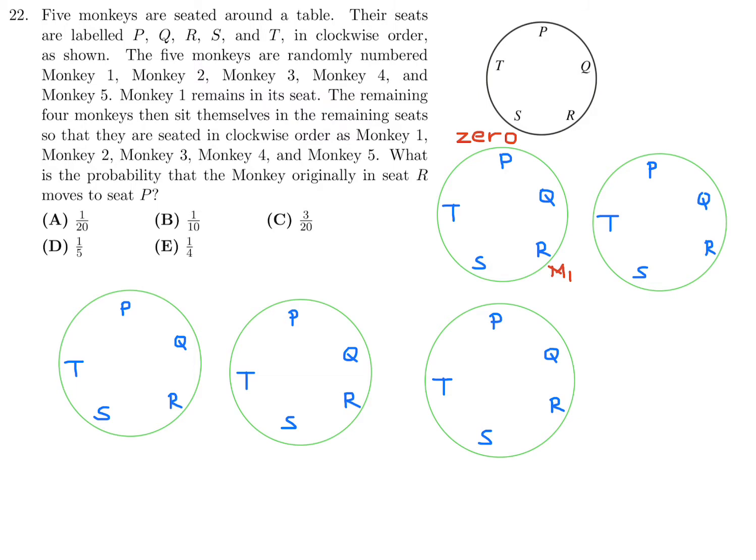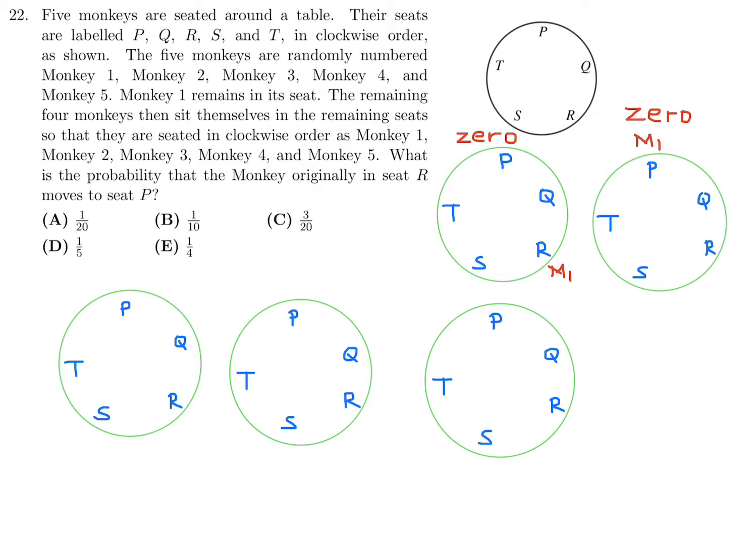Similarly, the next scenario is if monkey 1 is sitting in P. He remains in his seat. So whoever's in R, if they move around, that's fine, but they're never going to be able to move to P because P is occupied by M1. So in this scenario, the probability of somebody moving from R to P is also 0. Nobody can move into seat P because monkey 1 is in that seat and he remains there.